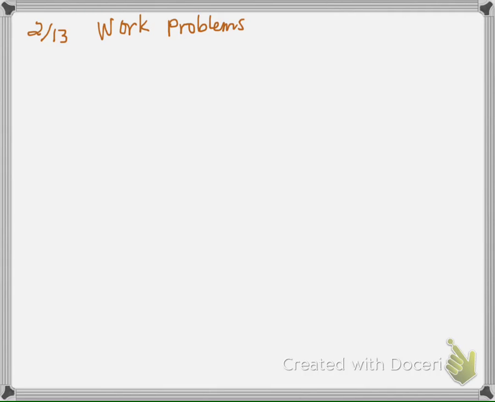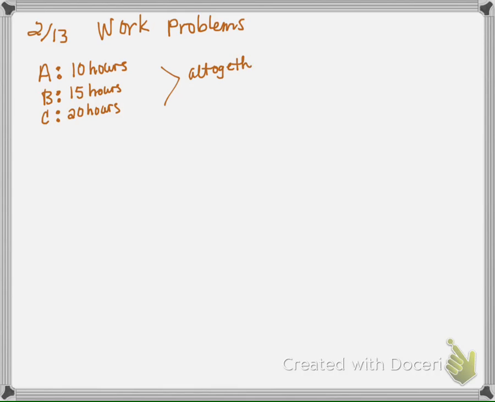So in this example that we're going to do, we actually have 3 machines working together, not just 2. So let's say we have machine A, and machine A does a job in 10 hours. Machine B can do the same exact job. It takes it 15 hours. And machine C can do that job in 20 hours. And then the obvious question is, all right, if they're working all together, how fast can they do the job?